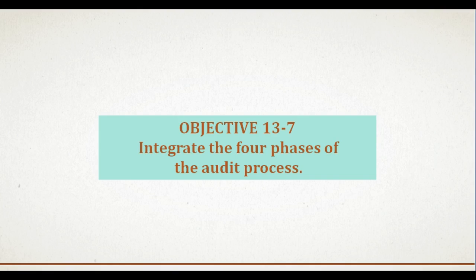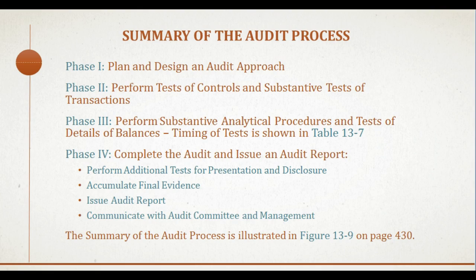Moving on, we will now discuss integrating the 4 phases of the audit process. Phase 1 involves planning and designing an audit approach. Phase 2 involves performing tests of controls and substantive tests of transactions. Phase 3 is performing substantive analytical procedures and tests of details of balances. The timing of tests is shown in Table 13-7, which will be on the next slide. Phase 4 involves completing the audit and issuing an audit report. In this phase, the auditor performs additional tests for presentation and disclosure, accumulates final evidence, issues the audit report, and communicates with the audit committee and management. The summary of the audit process is illustrated in Figure 13-9 on page 430 of your textbook.